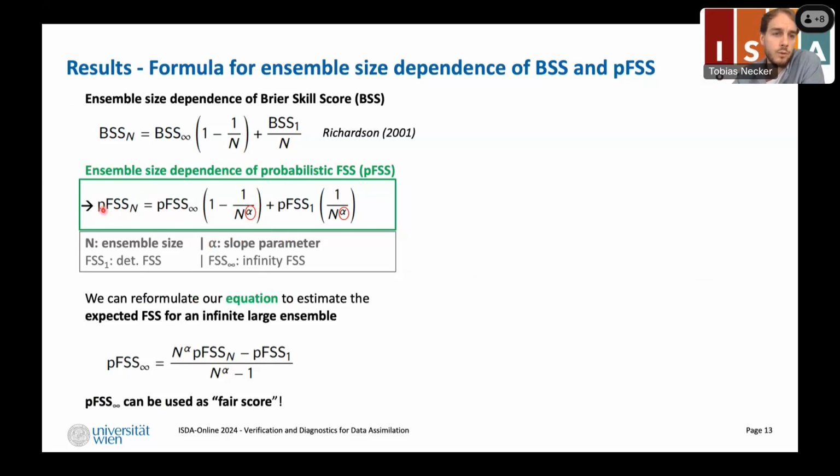And so the great thing is we can now use this formula and reformulate it in a way that we get an equation for the probabilistic FSS of an infinitely large ensemble. And this is a very good thing, because then the PFSS infinity can be used as a fair score. So you can basically compare differently sized ensemble systems in a fair way. And so we empirically estimated this slope parameter alpha.